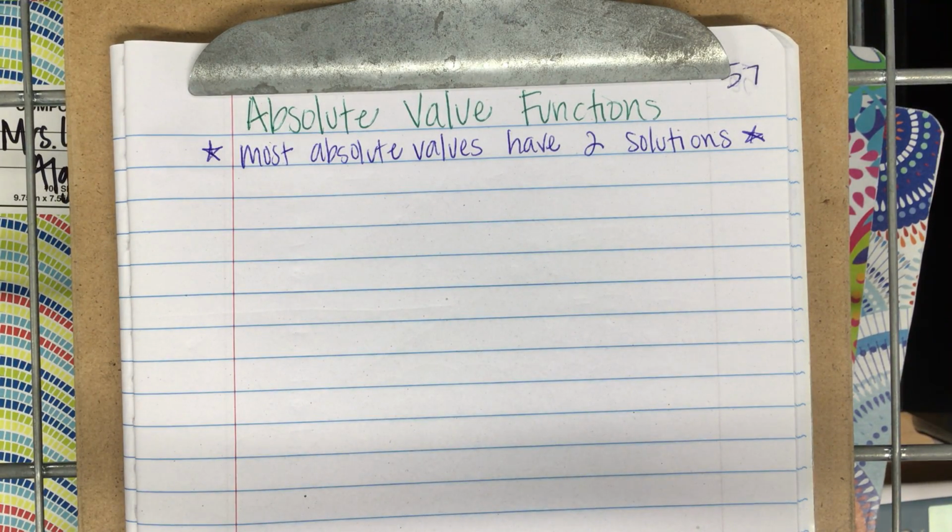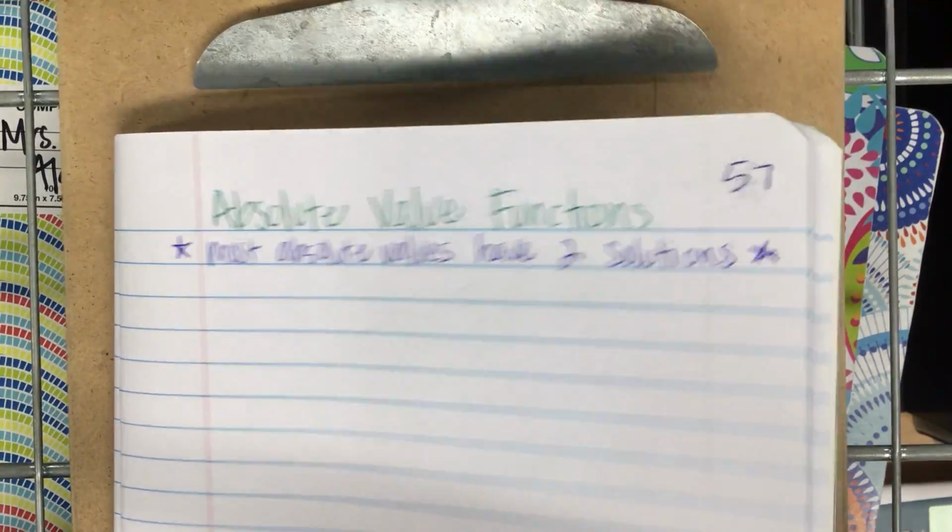Like if the answer to my absolute value is 4, there are two ways to get an absolute value of 4. I can have a positive 4 is the absolute value of 4, or I could have a negative 4 and have my absolute value answer be 4. So most absolute values, most solutions have two.